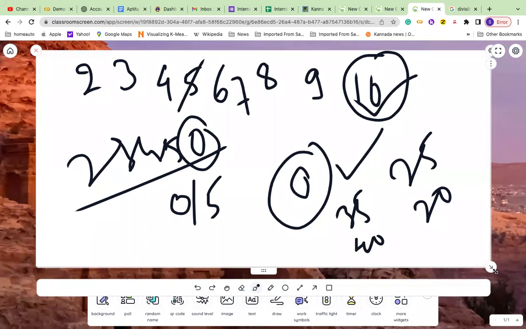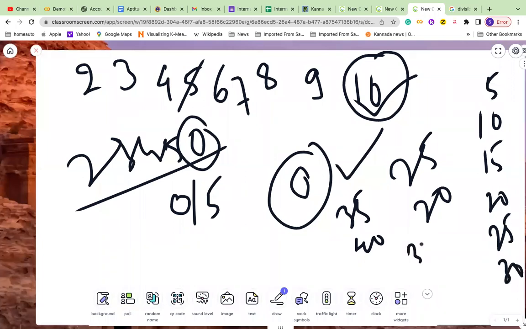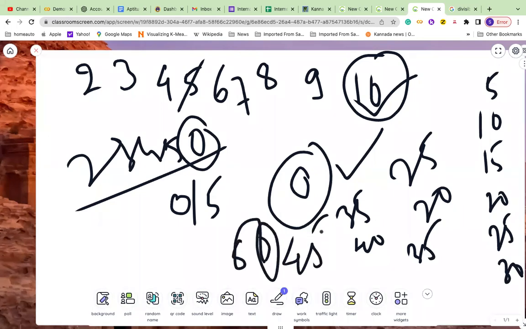How will we come to know about this pattern, 0 or 5? 5 ones are 5, then 10, 15, 20, 25, 30, 35, 40, 45, 50. Did you get anything? The last digit is either 0 or 5. So only if the last digit is 0 or 5 is it divisible by 5. Is it understood?